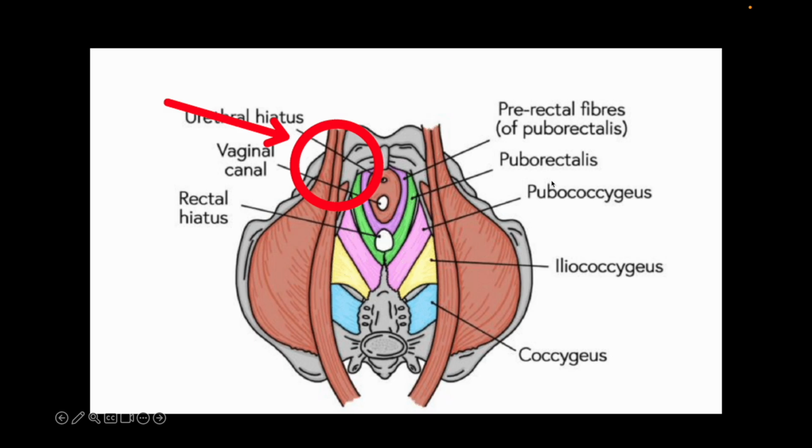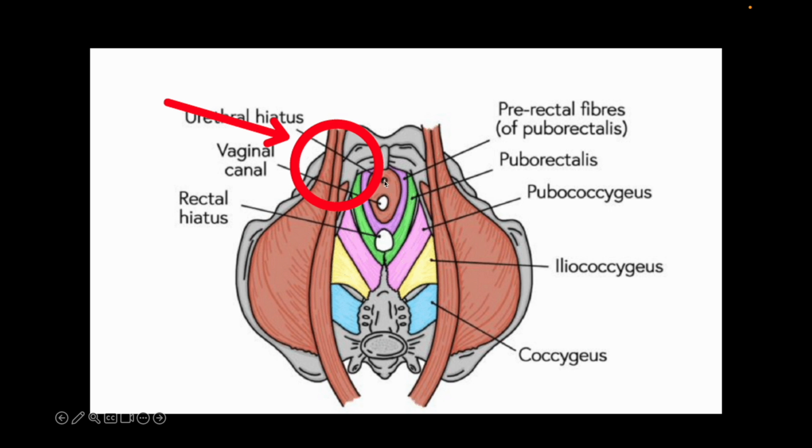Okay, let's go do some pelvic MRI stuff. But before that, let's look at some anatomy of some of the difficult structures. Ignore the circle and arrow. This is a schematic of the pelvic floor of a female.